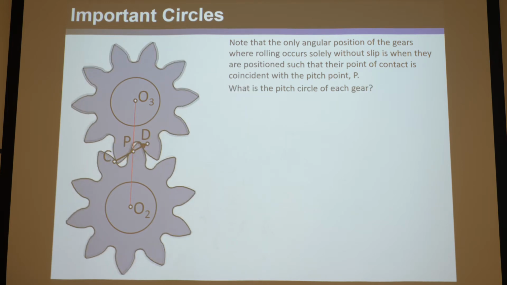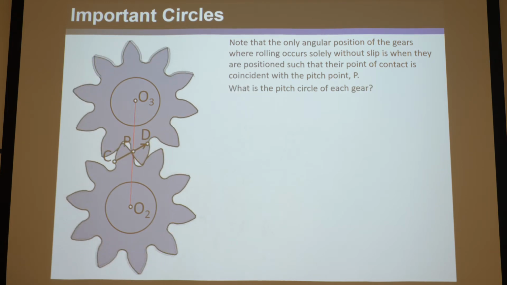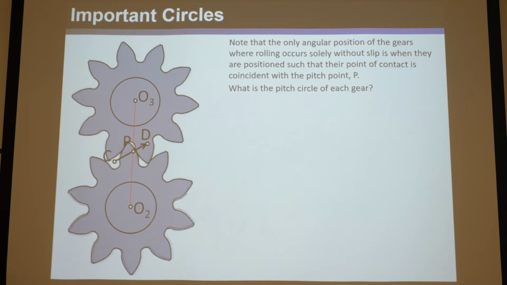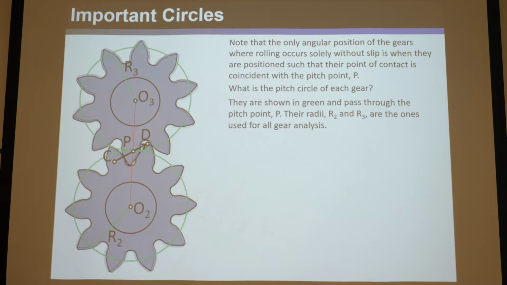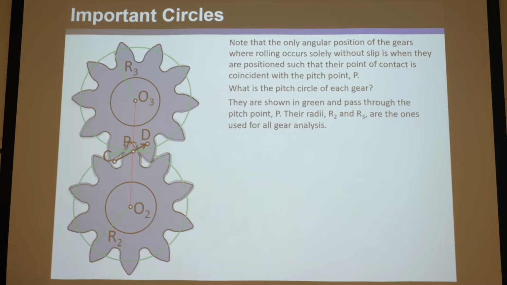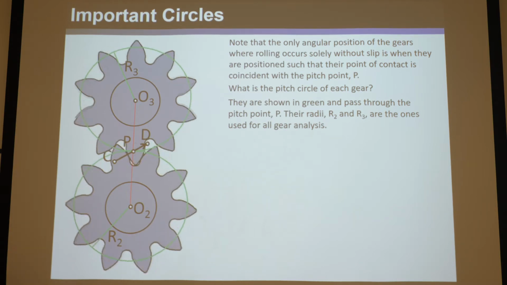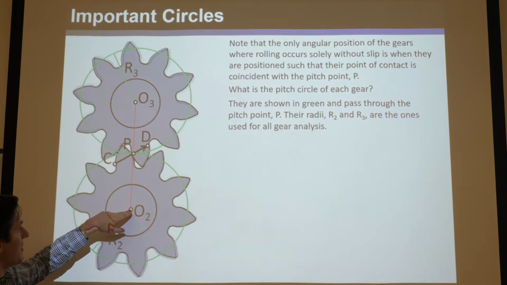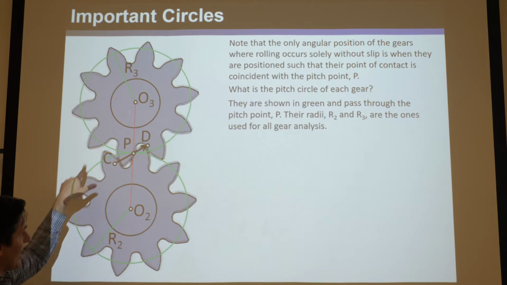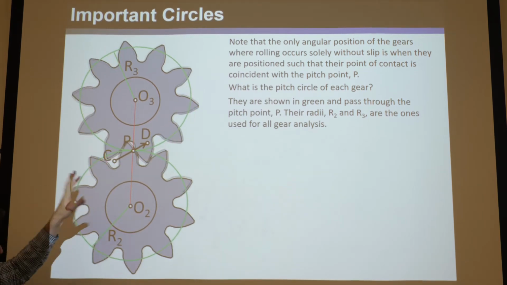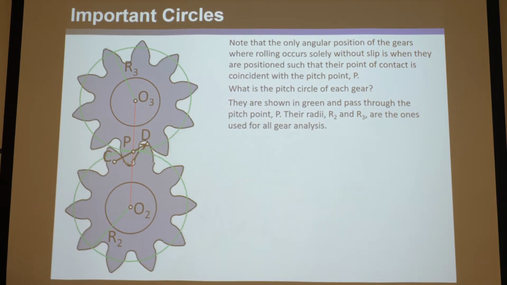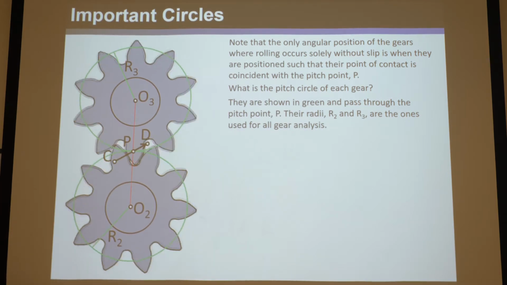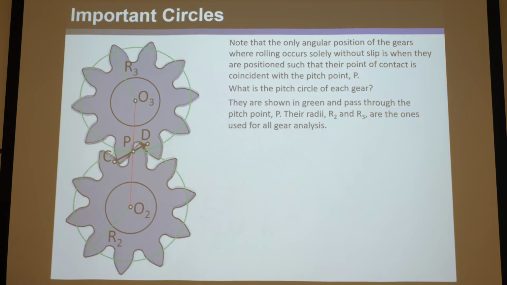Now we're finally able to introduce the pitch circle of this set of gears. The pitch circle is the circle that goes through the pitch point, P. So if you know where the pitch point is and you know where the center of the gear is, then that green line is the pitch circle. That is what you draw on a skeleton diagram.